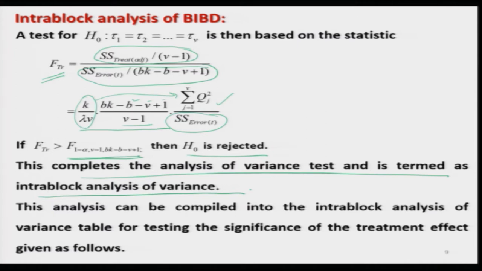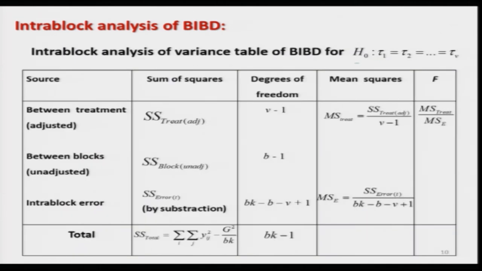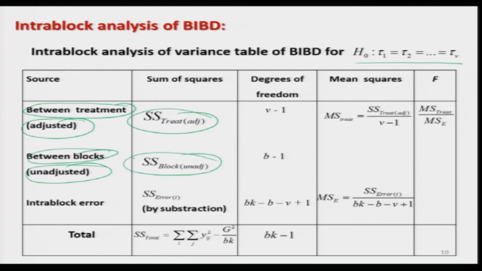And whatever you have found here, all these results can be compiled into the intra-block analysis of variance table for testing the significance of the treatment effects, which is given here like this. So, H naught here is tau 1 equal to tau 2 equal to tau v, and we have obtained here the sum of squares due to treatment, sum of squares due to block, sum of squares due to error, and total sum of squares. So, we have divided the total variation in the observations into between treatment, which is going to be the adjusted sum of squares due to treatment, between blocks, which is going to be the unadjusted sum of squares due to blocks, and then whatever is the error component, that we are calling here an intra-block error.